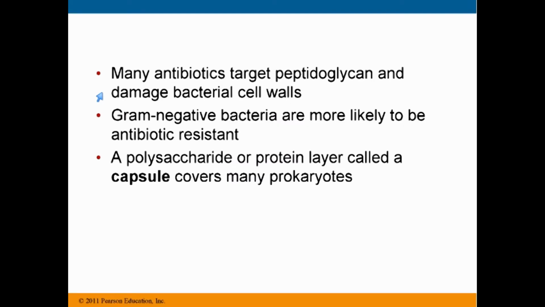A lot of antibiotics will target this peptidoglycan cell wall, and it will actually damage that cell wall. So this is very fortunate for humans because we do not have the peptidoglycan. So antibiotics that target the peptidoglycans will leave eukaryotic cells alone. Gram-negative bacteria tend to be more antibiotic resistant, and that's typically due to an outer covering called a capsule. So typically, if a bacterium has a capsule, it's going to be a whole lot more difficult to kill.